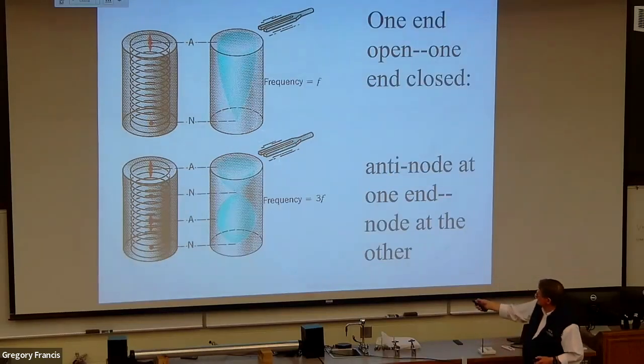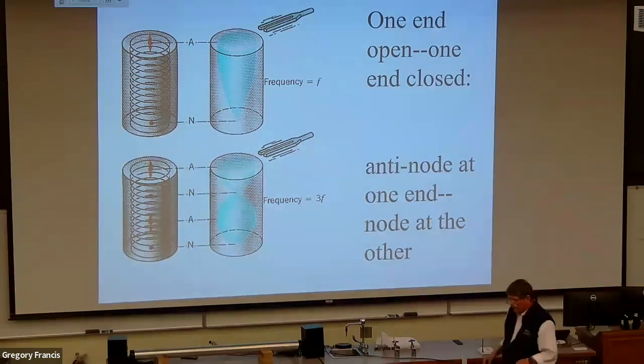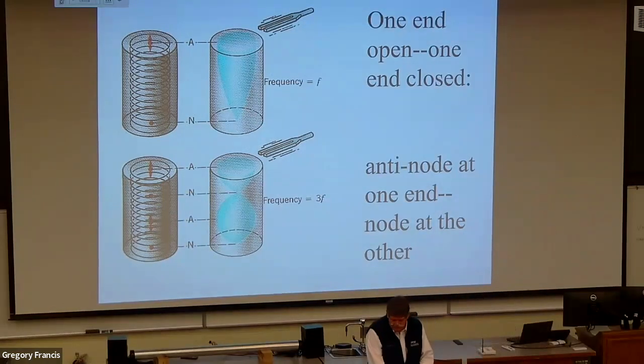Now, if I had a cylinder that was closed at one end, so that the molecules couldn't move there and it had to be a node, now the fundamental frequency would give me half a football, and 3 times that fundamental frequency would give me 3 half footballs. Now I have a demonstration of that.